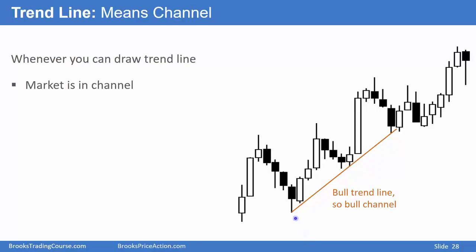As soon as you have 2 points, you can draw a line, and you immediately know that the market's in a channel, whether or not you're aware of what the top of the channel is. You know that you can draw a line, here a bull trend line, and therefore it's a bull channel. There's some line on top that traders will see as resistance. And when the market comes down to the line, traders will look to buy a reversal up here or a second entry here.